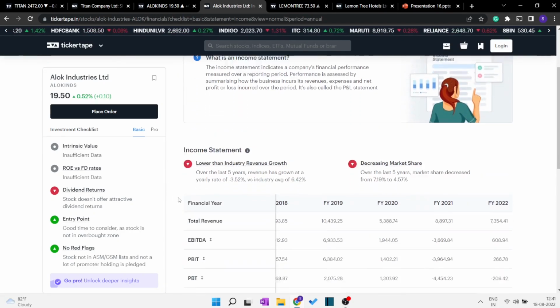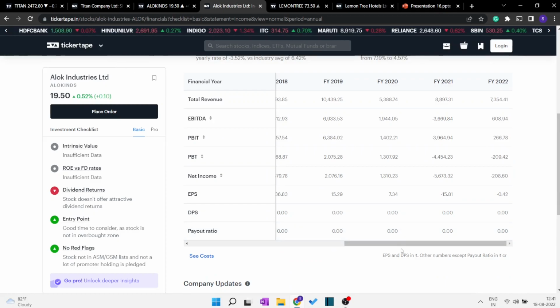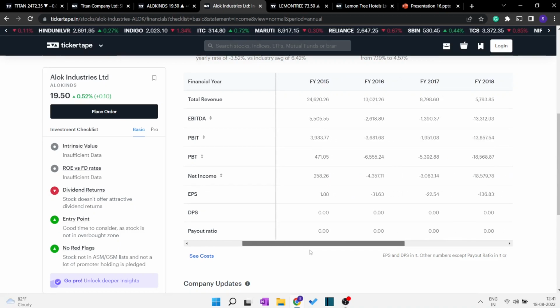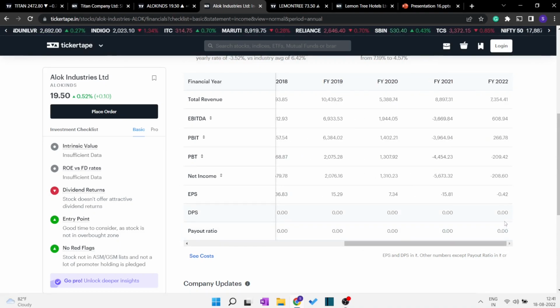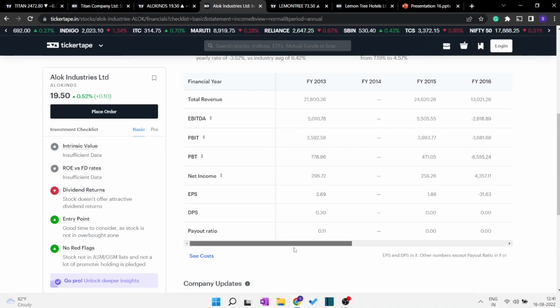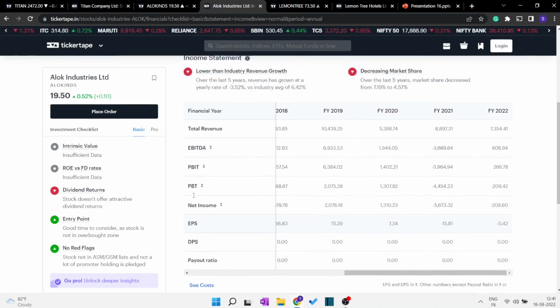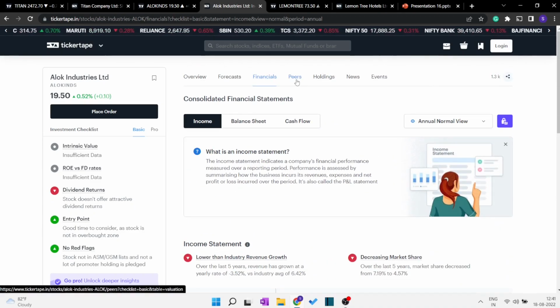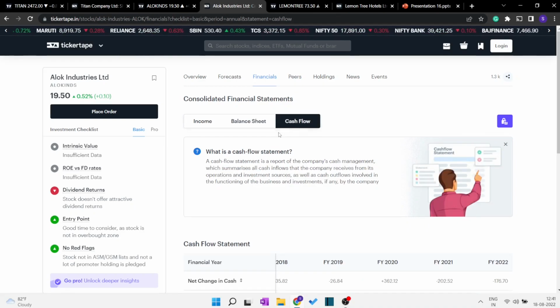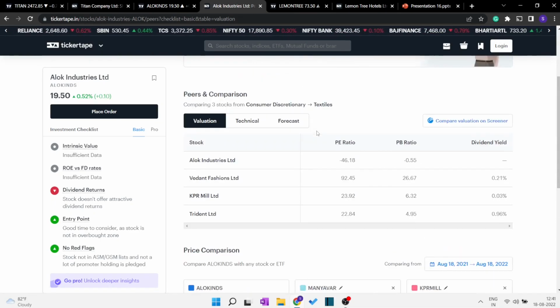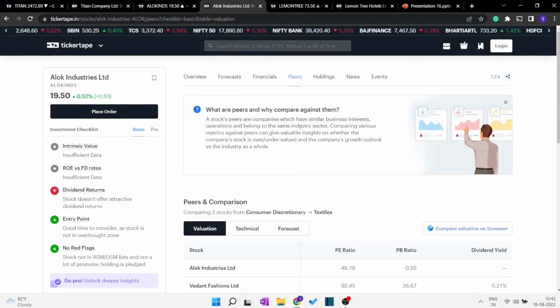If you see here, the revenues were not that great. It was 21,000 in 2013 and it continued decreasing. The profits were in negatives, were decreasing, nothing was stable, no dividends, nothing. So it gives a hint of the company. And in its peers, you can see the balance sheet and cash flow in detail. Nothing looks that great and attractive, at least as of now, and the peers are also different.